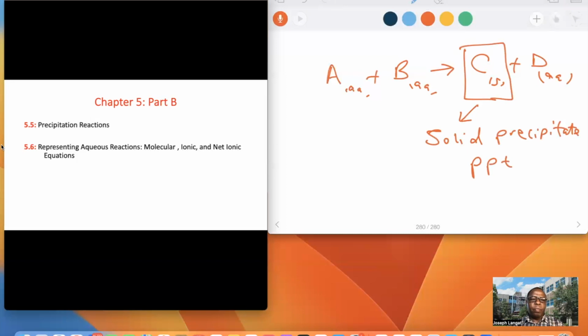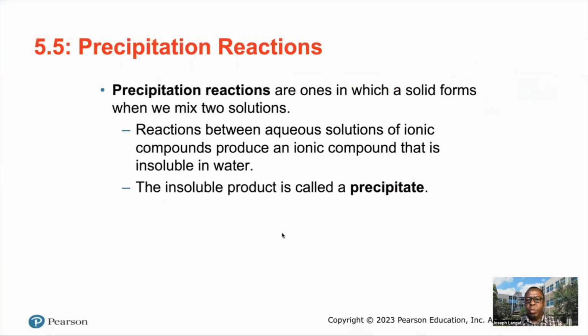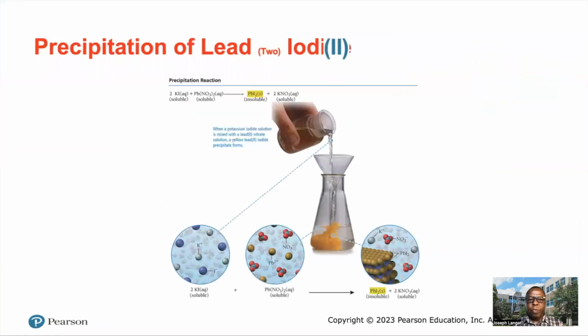In section 5.5, we look at the precipitation reaction, which is the foundation for writing the molecular equation, ionic equation, and net ionic equation. So when you say a precipitate, what is a precipitate? A precipitate is a solid formed when you mix two reagents in liquid phase, or an insoluble product is called precipitate, or PPT, abbreviation for the precipitate.